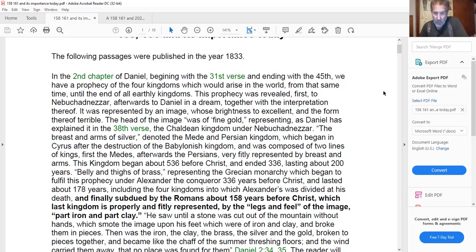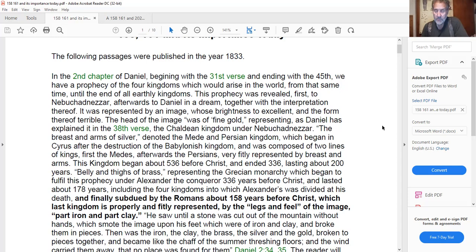Now, I think we're agreed that the legs are a good representation of papal Rome, and the feet, part iron and part miry clay, are a good representation of papal Rome. Yeah. Now, just one point there. Some commentators try to say, well, since the last kingdom, the Roman kingdom, is a two-phase kingdom, that is, it's both pagan and papal Rome, some people try to argue that the two legs are pagan and papal Rome, but I don't think that's a good argument.